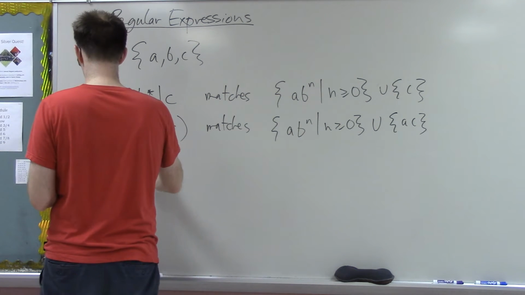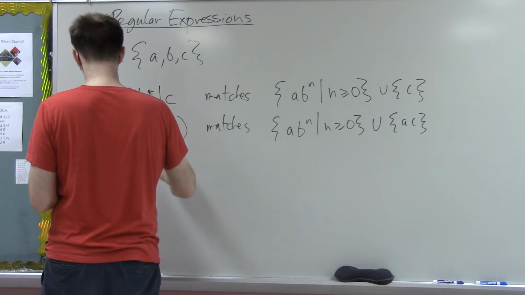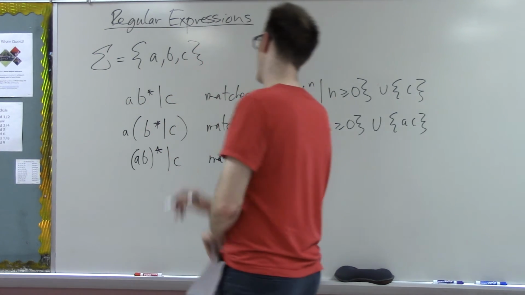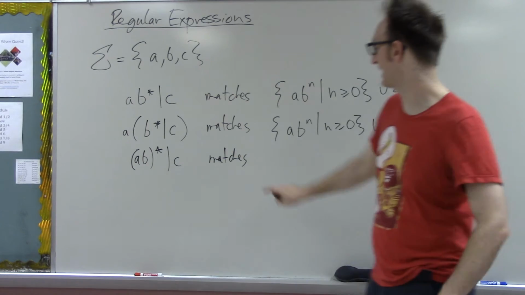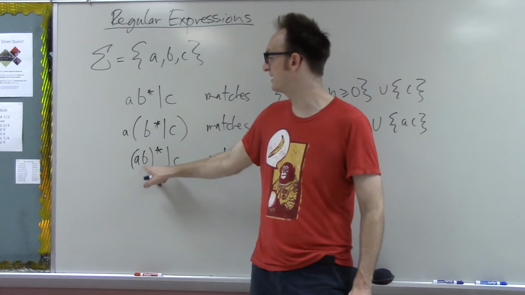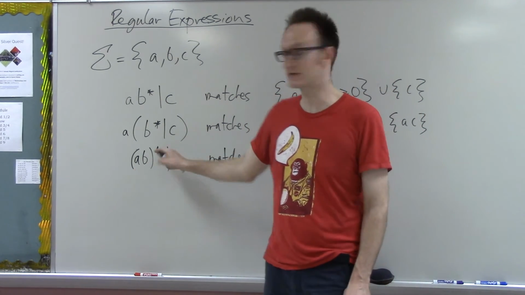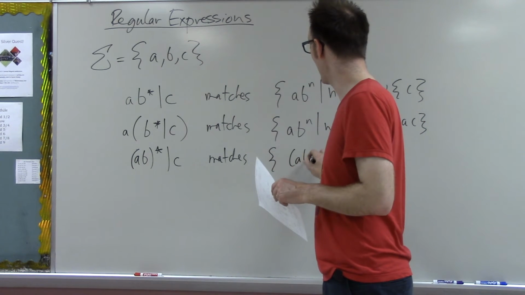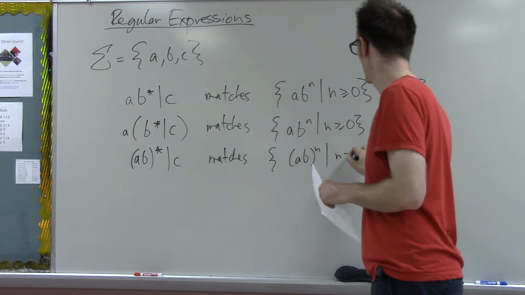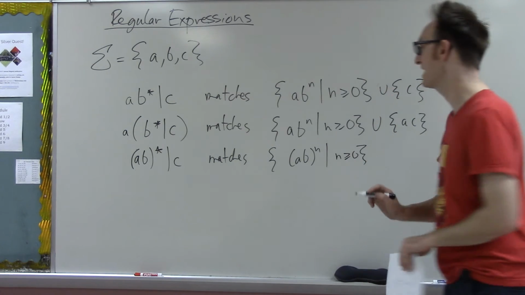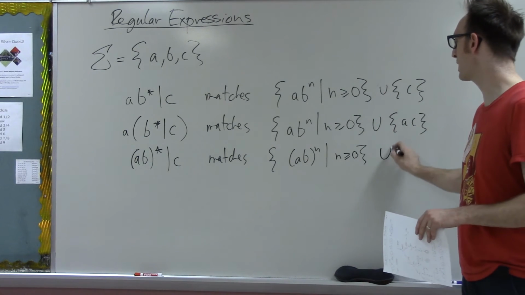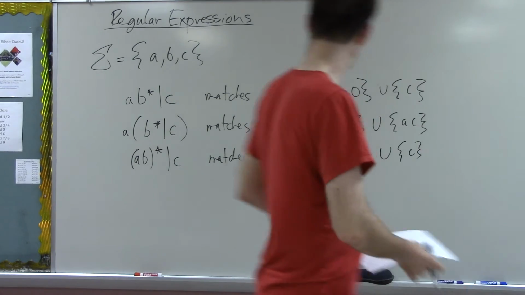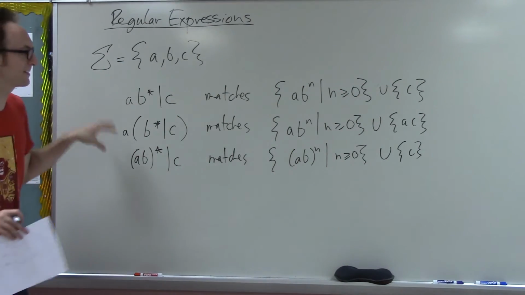(AB)* or C. This also matches some stuff. Now AB is an A followed by a B, some number of times, 0 or more times. So this will be AB to the N, some number of times. Any string that looks like that, or just the string C. Each of these is called a regular expression. They match a certain thing.